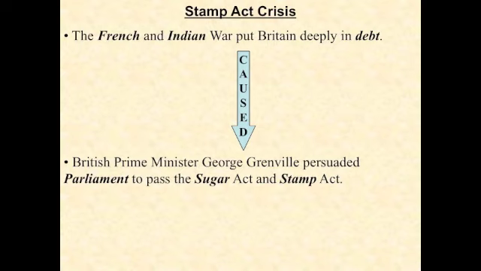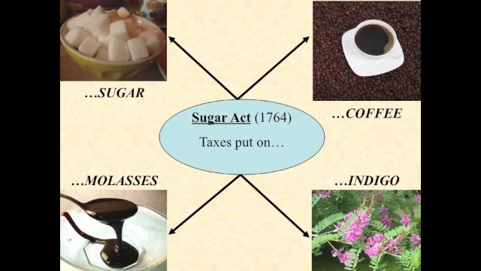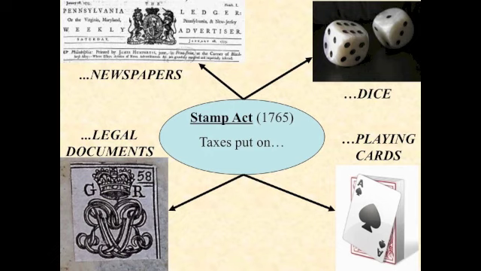Like any war, you have to pay for it. It's expensive. So the French and Indian War had put Britain deeply in debt. And in order to pay off this debt, what does the British Prime Minister do? He raises taxes. And in order to raise taxes, he passes the Sugar and Stamp Act. The Sugar Act of 1764 places taxes on not only just sugar, but on things like coffee, indigo, and molasses. And the Stamp Act basically means that you have to get an official stamp, after of course you pay for it, on all legal documents, playing cards, newspapers, even dice.